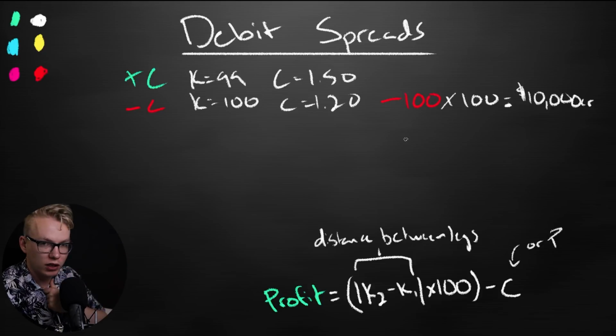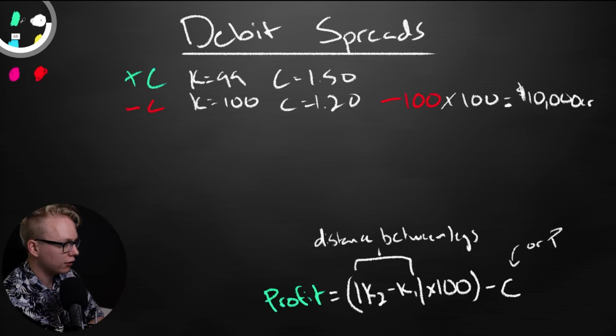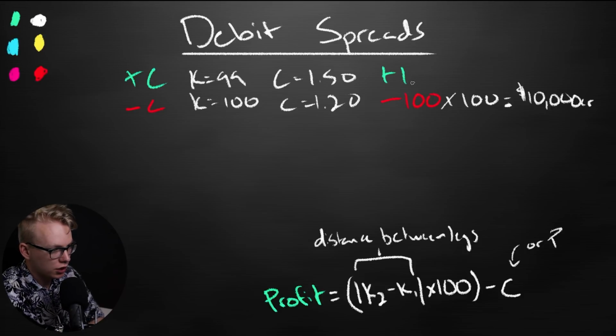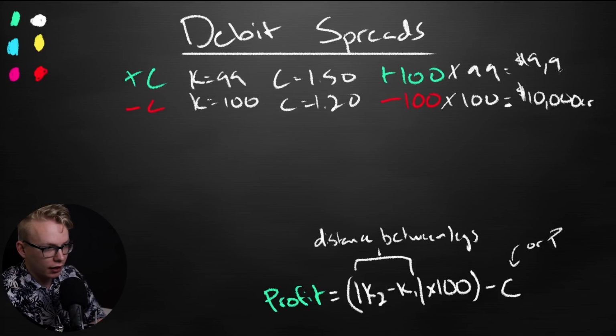Your long leg is going to automatically exercise. So if you remember what exercising means, and it should be pretty simple as compared to describing what assignment means, that means you're going to buy 100 shares at the strike price. So let's go ahead and do that. So we buy 100 shares, and we do it at the strike price of 99. So we are going to pay a debit of $9,900.